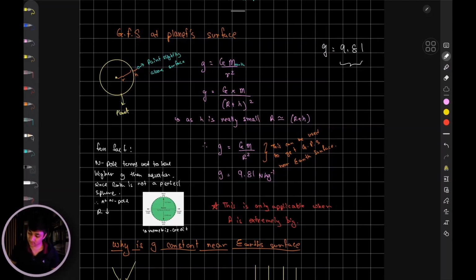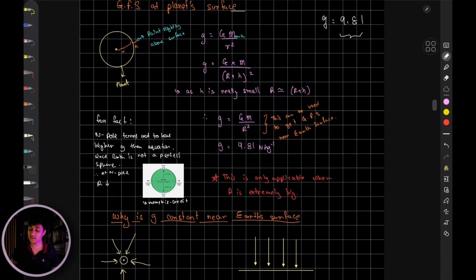So in that case, we can write GM by r squared, in which case the answer turns out to be 9.81 newtons per kg. If you want to find it out yourself, you can plug in the values of the gravitational constant, search the mass of Earth, and search the radius of Earth. And what you're going to see is the gravitational field strength turns out to be 9.81.